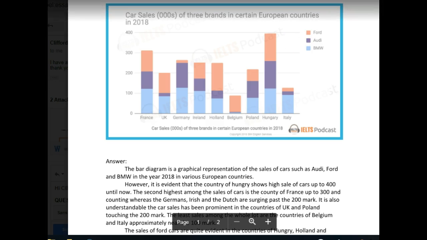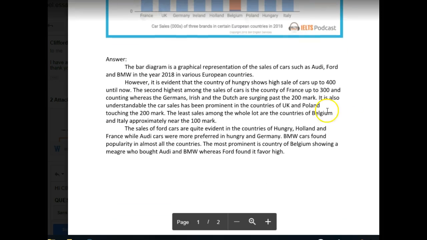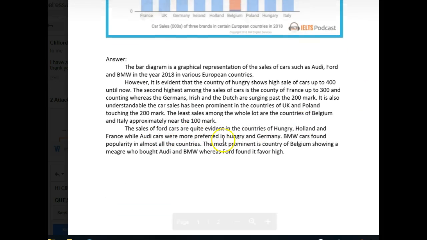Okay? But you can see how this creates confusion in what you wrote, where you said Audi cars were more preferred in Hungary. No, they weren't, because you just said that Ford were evident in Hungary. So it's very confusing the way you've written it.